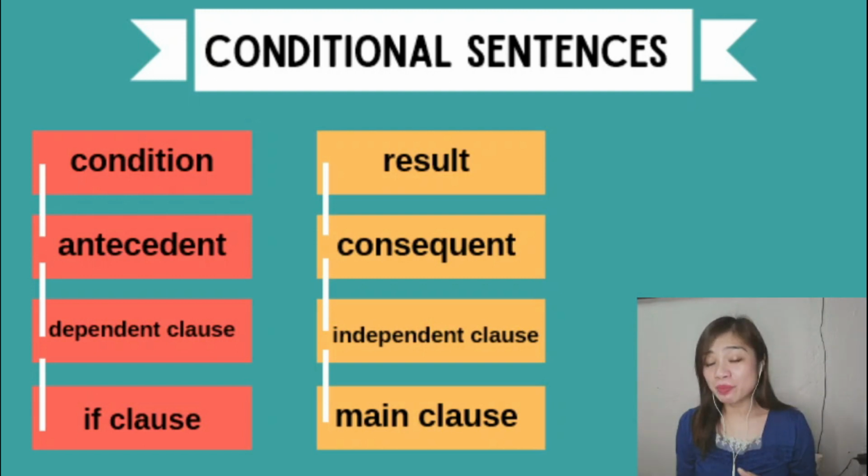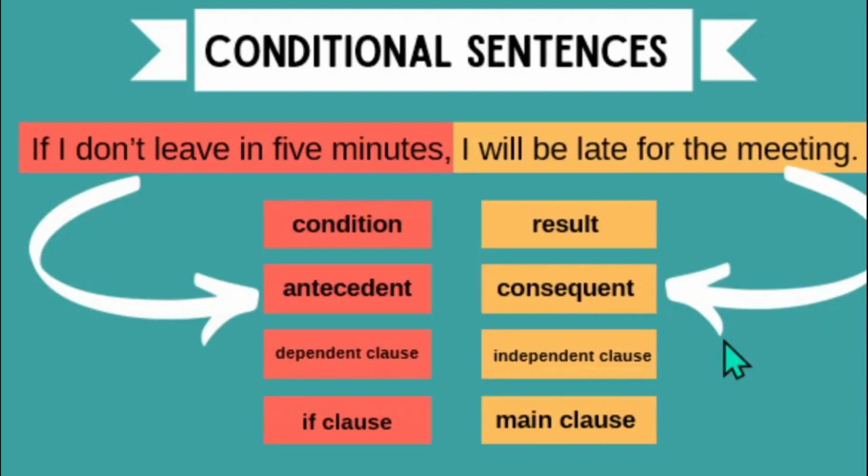So just remember, when we talk about the condition, it's the antecedent. And when we talk about the result, this is the consequent. Let's take a look at this example. If I don't leave in 5 minutes, I will be late for the meeting. So this conditional sentence can be divided into two parts. The first half, which is the if clause, if I don't leave in 5 minutes, is our condition.